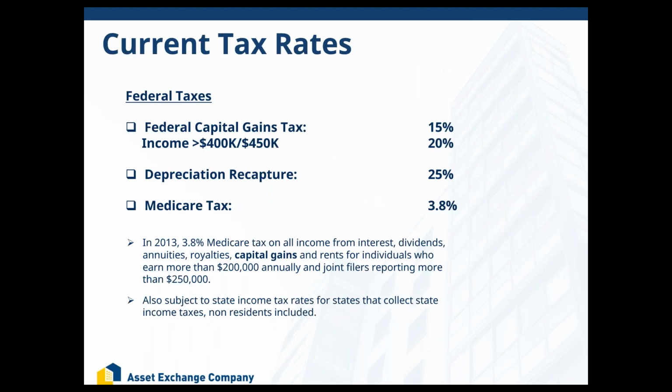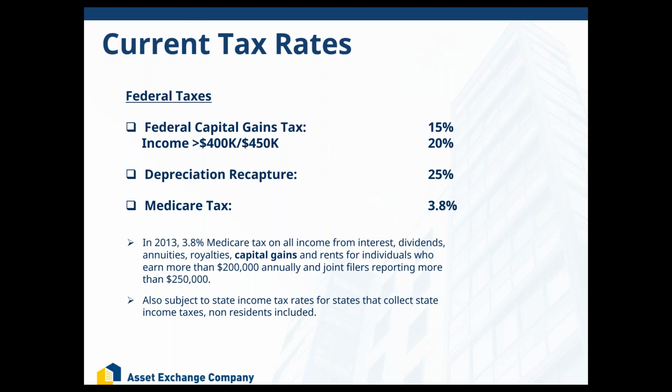All right, now let's talk a little bit about what current tax rates are. So when you sell real property, if you have any gain in the property, you're going to be subject to capital gains taxes. Now, capital gains taxes right now are either 15 or 20%. Now, the 15%, historically, was applied if you were single and had income of less than $400,000 a year, or if you were married and had income of less than $450,000 a year. That's where you were at the 15% capital gains tax rate.